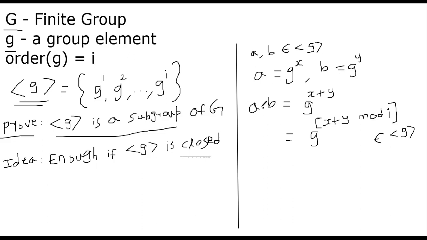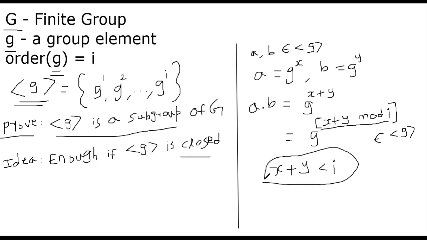Okay. What is the multiplication? You multiply a times b, which is nothing but g power x plus y. But we proved in the previous segment that in order to compute g power x plus y in the group, it's enough to compute g power (x plus y) mod i, because i is the order of the group element g. But what about this value, x plus y mod i? It must be a value less than i, right? When you divide a number by i, the remainder cannot be more than or equal to i.